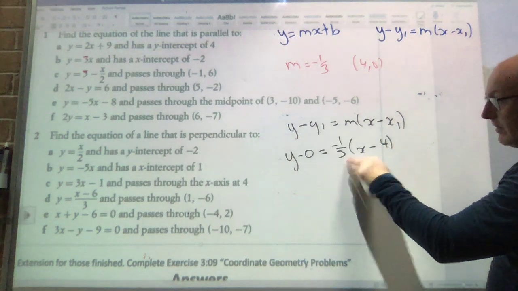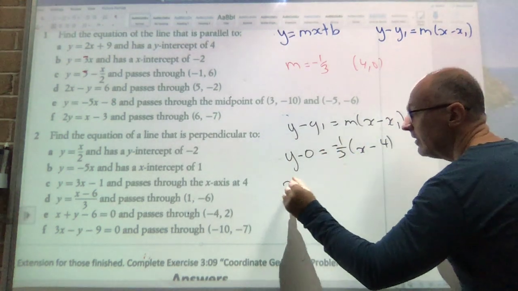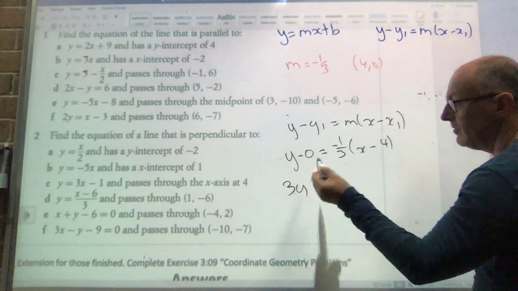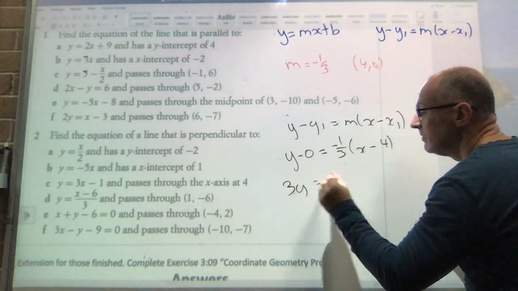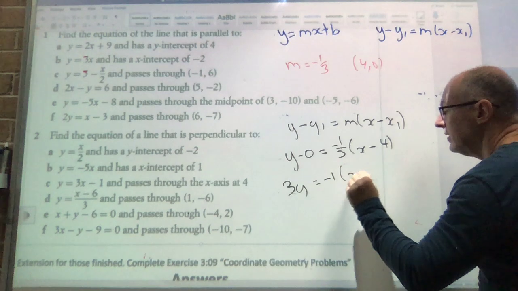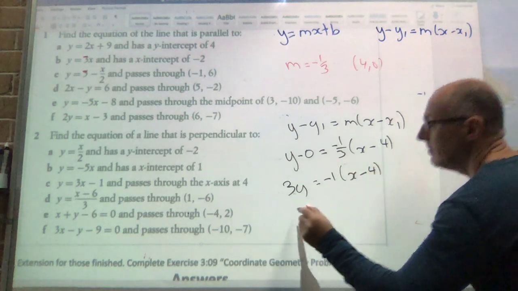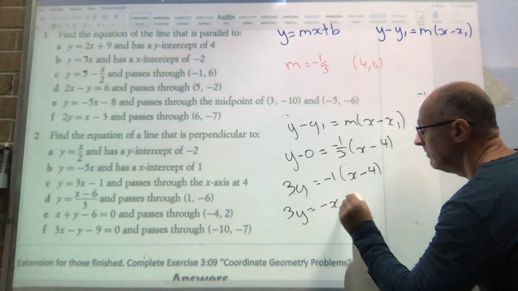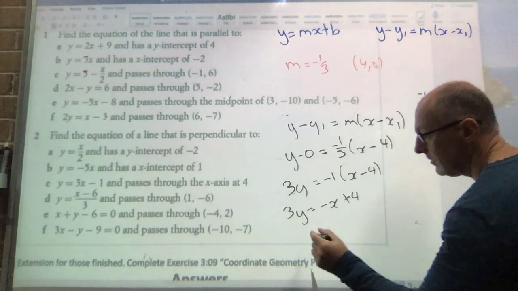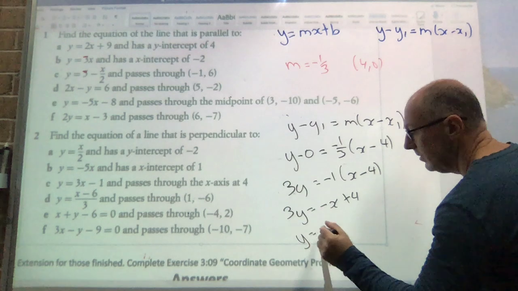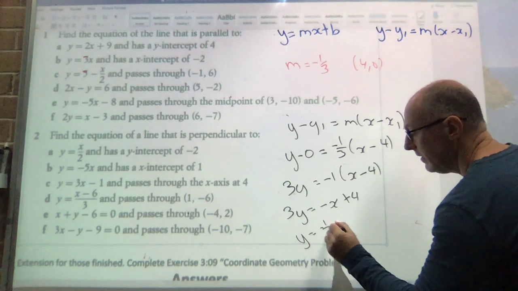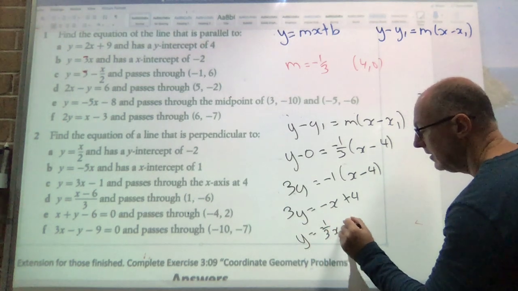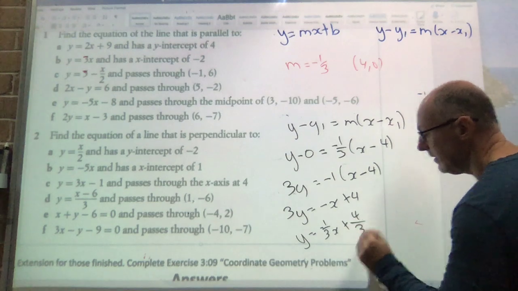I want to get rid of the 3, I'll multiply that across. 3y minus 0, don't need that, equals -1, x minus 4. Expand the brackets, 3y equals minus x plus 4. Divide the 3 across, y equals -1/3 x plus 4 on 3.